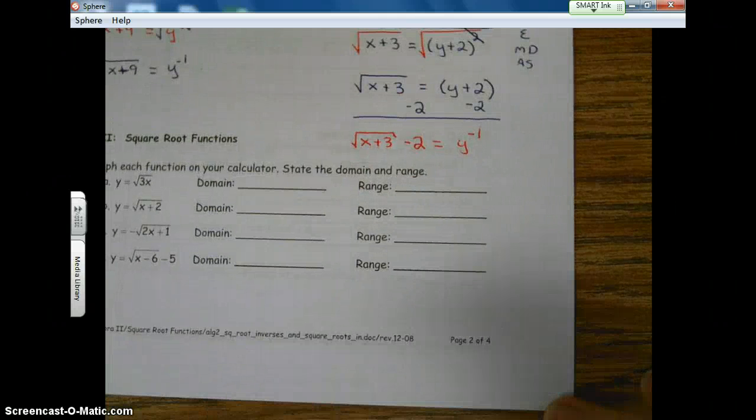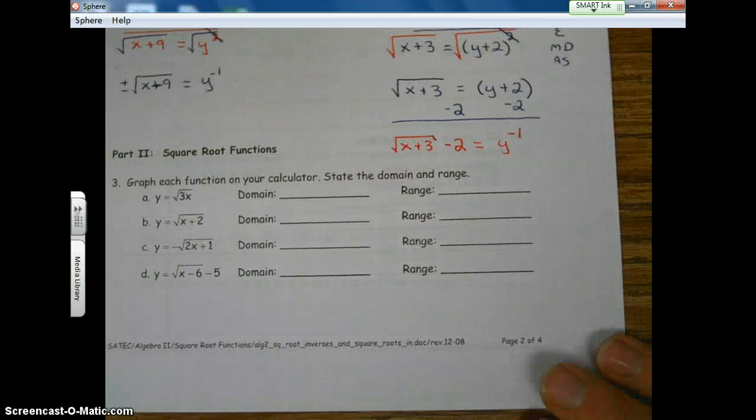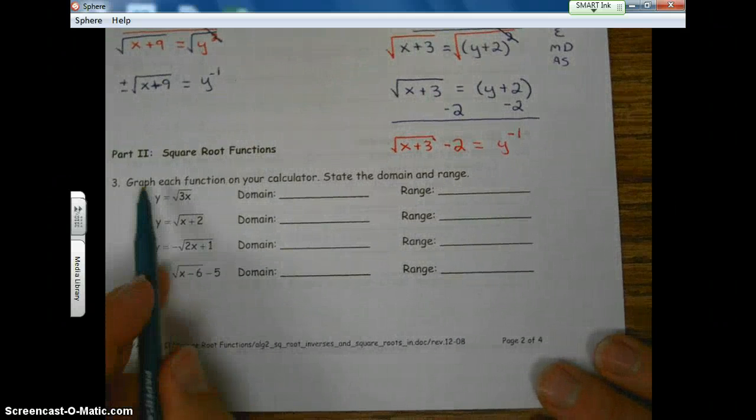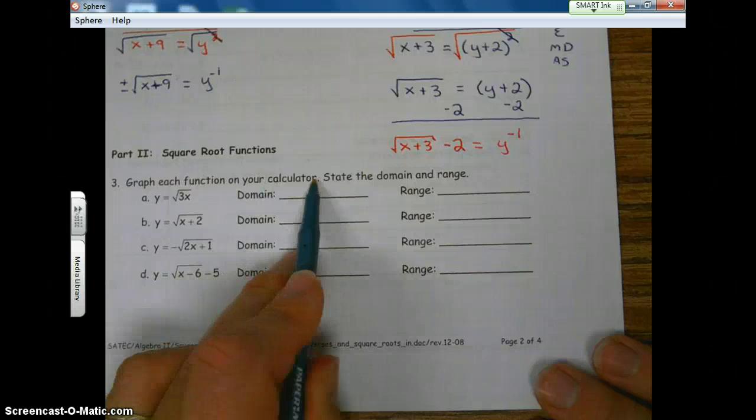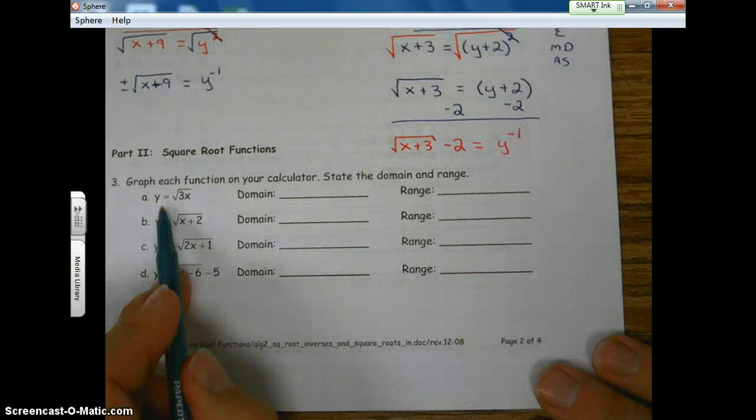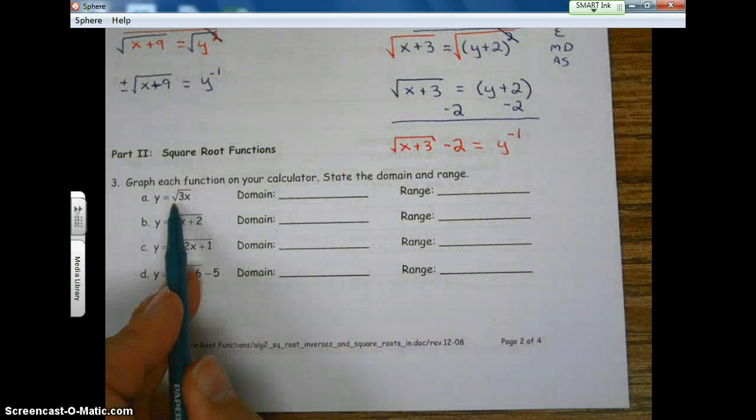Let's go down here to part 2. Square root functions. So here we are. Graph each function on your calculator. State the domain and range. Okay? So let me get my calculator.